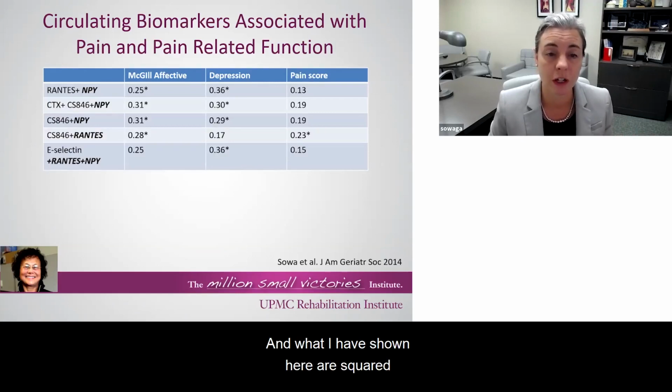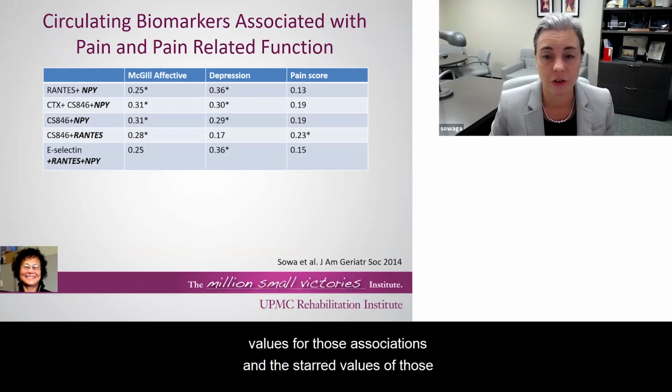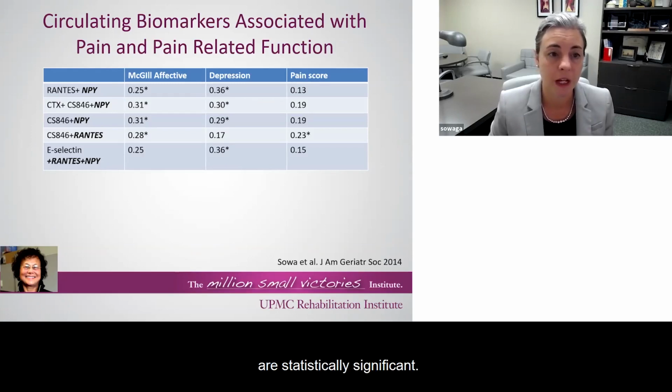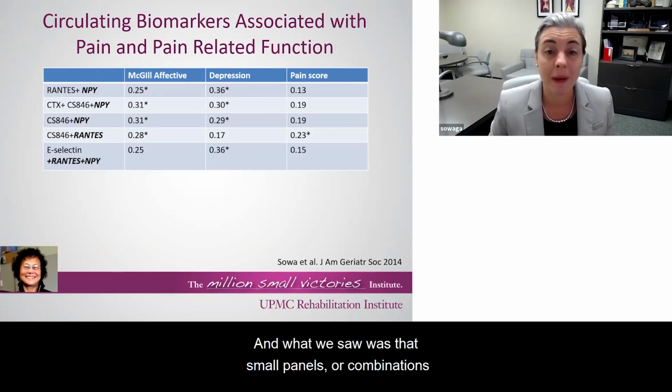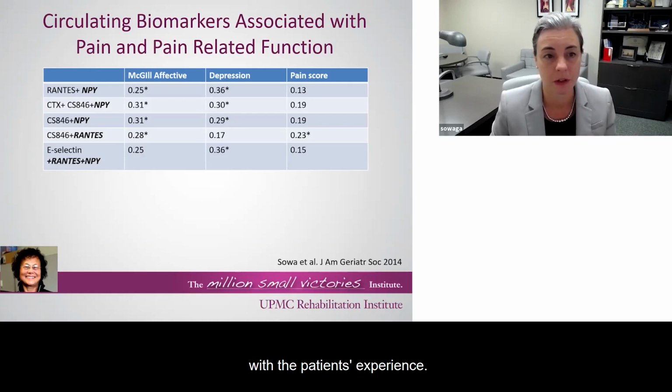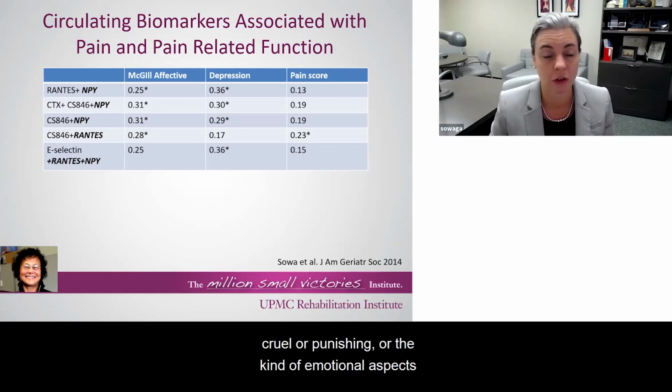What we also did was we looked at combinations of those biomarkers. And what I have shown here are the R-squared values for those associations, and the starred values are those that are statistically significant. And what we saw was that small panels or combinations of biomarkers started to show us significant associations with the patient's experience. Things like the McGill Affective Score, which is a patient-reported outcome that measures the type of pain patients are having and asks questions about whether their pain is cruel or punishing, or the kind of emotional aspects of their pain.